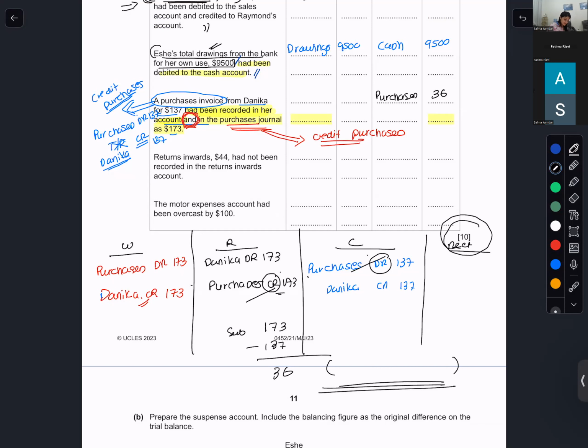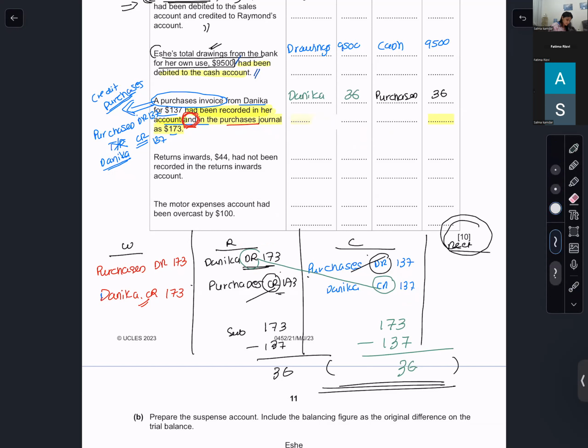Now Danika. Danika debit 173, credit 137. One debit, one credit. What will you do? Subtract. So 173 minus 137. What do you get? 36. Which side, debit or credit? Debit. Mahad, are you with me? Yes, miss. Okay. Let's go to the next one.